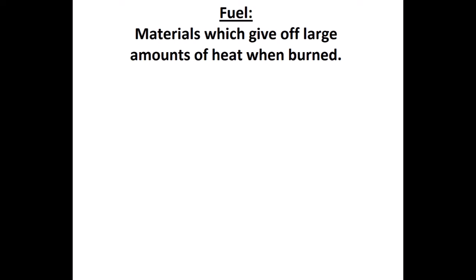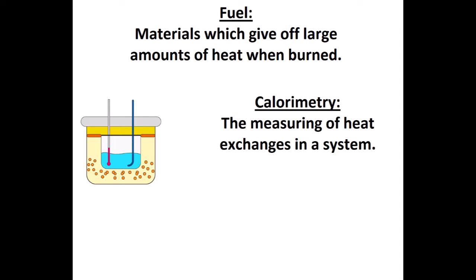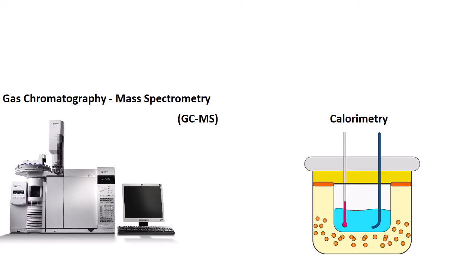Fuels are materials which give off large amounts of heat when burned, in what we know as a combustion reaction. This lab is an experiment exploring the principles of calorimetry, the measuring of heat exchanges in a system, for which we will be testing various fuels. For this video, I will be demonstrating the procedure for this lab, to give a better idea of how it is done. The two main procedures are gas chromatography, mass spectrometry, and calorimetry for fuel comparison.